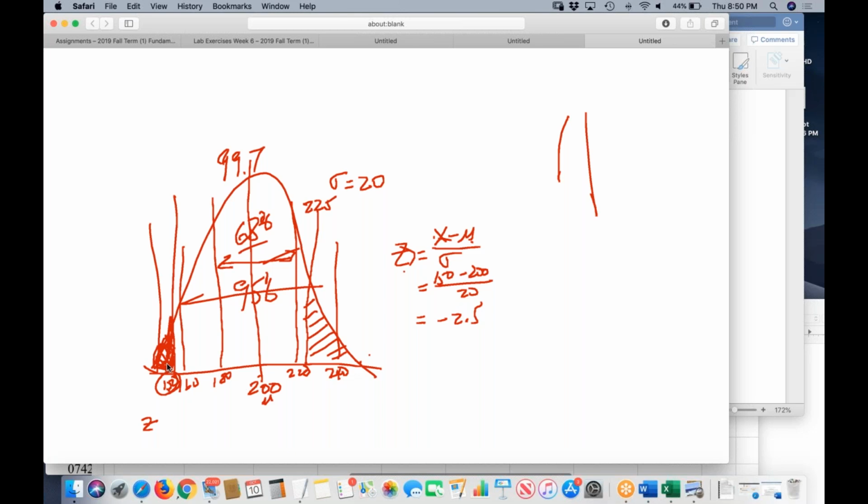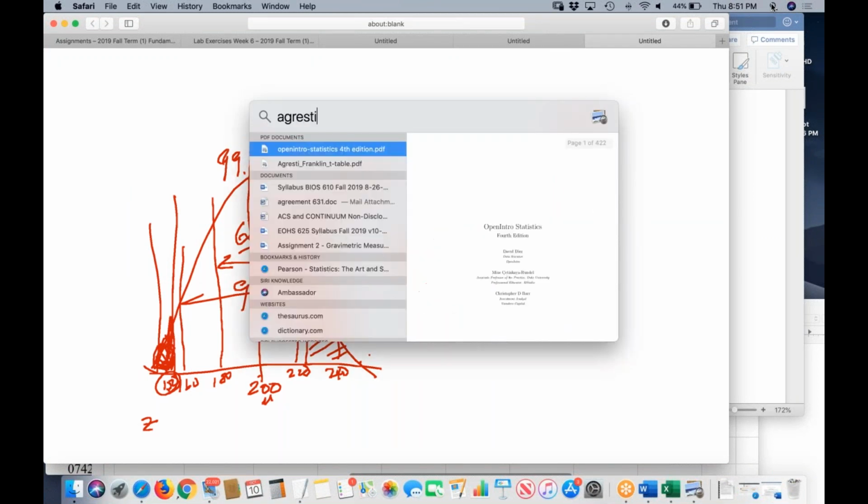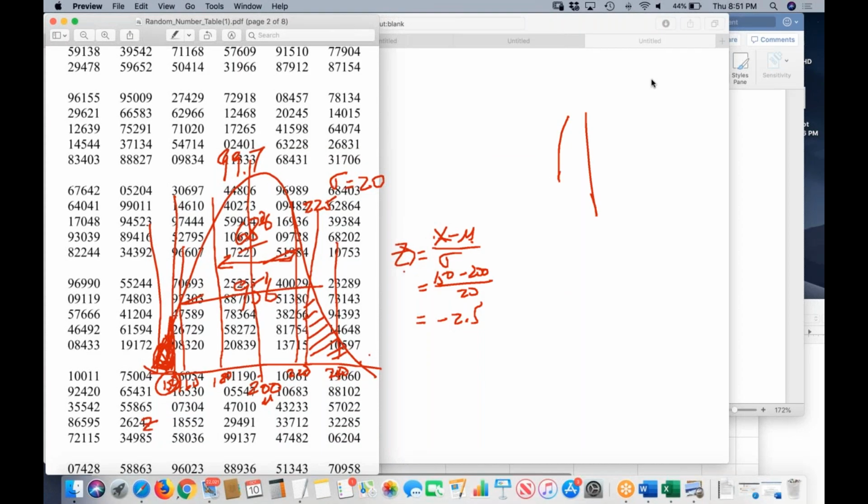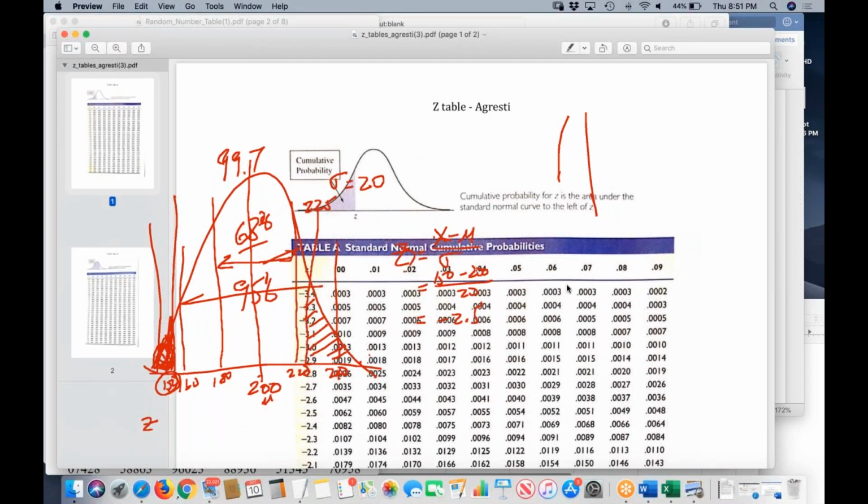So now we go to our table. Oops, let me look it up. I'm sure it's on Blackboard. I'm just going to search for it here. Or we can also use Excel, of course, if we wanted to. Why don't we use Excel? Oh, I'll do it both ways.